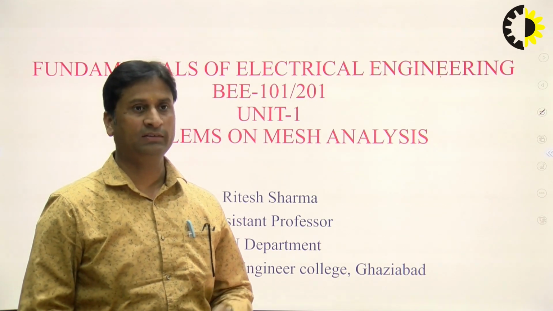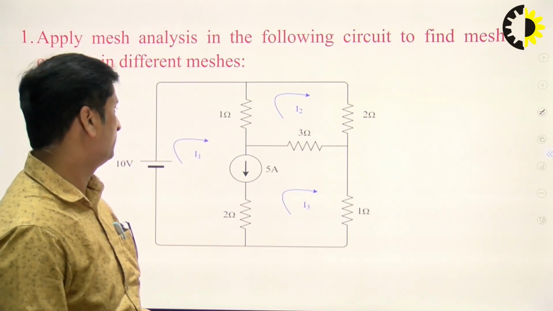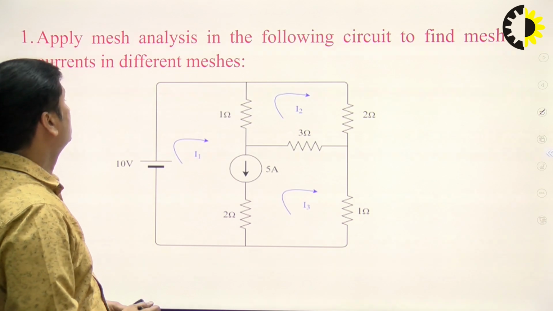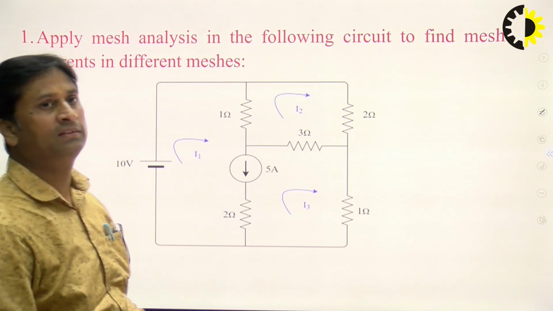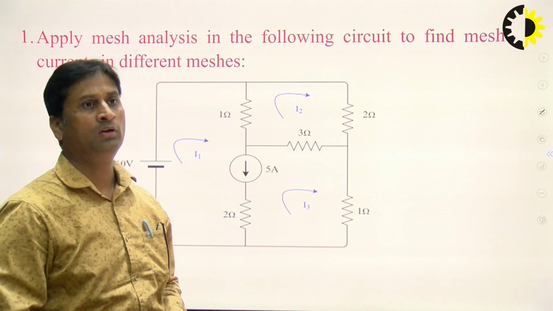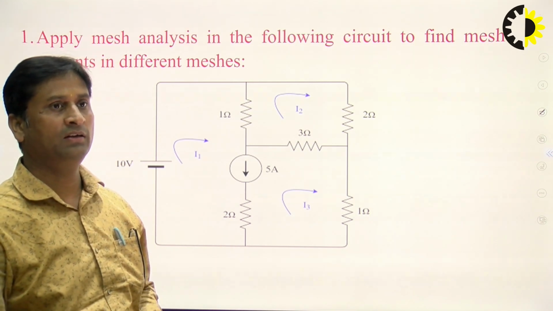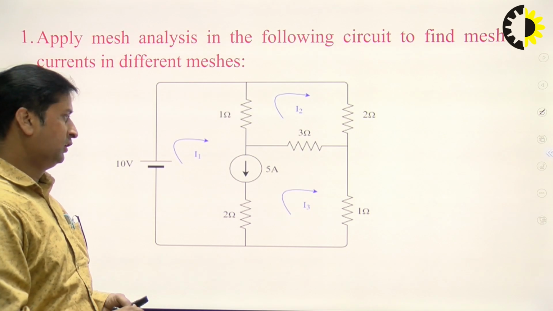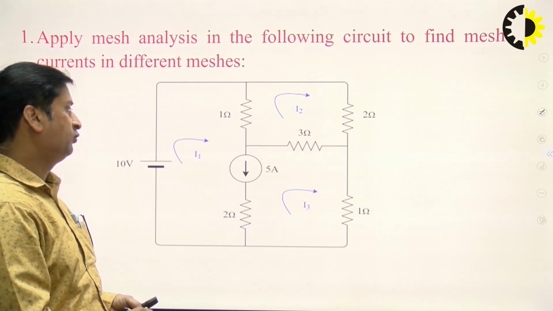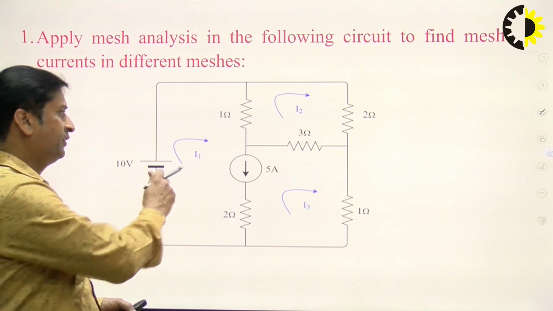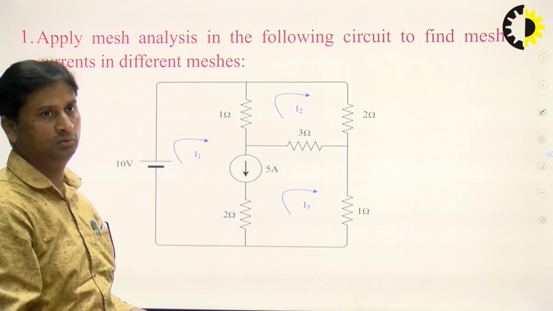So let us take the first problem. Apply the mesh analysis in the following circuit to find the mesh current in different meshes. A DC circuit is given to us, and we have to find the mesh currents in the different meshes as mentioned.